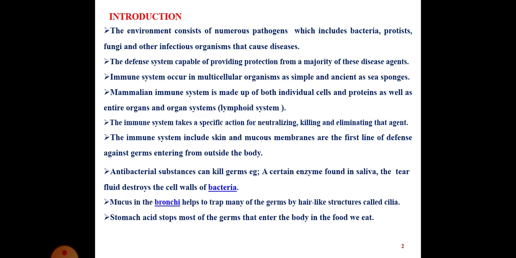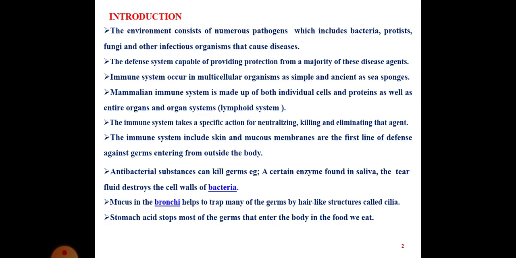The immune system occurs in multicellular organisms in a simple form, for example, in ancient forms such as sea sponges. Our mammalian system is made up of both individual cells and proteins as well as entire organs and organ systems, which are known as the lymphoid system. This immune system takes specific action for neutralizing, killing and eliminating the agent.